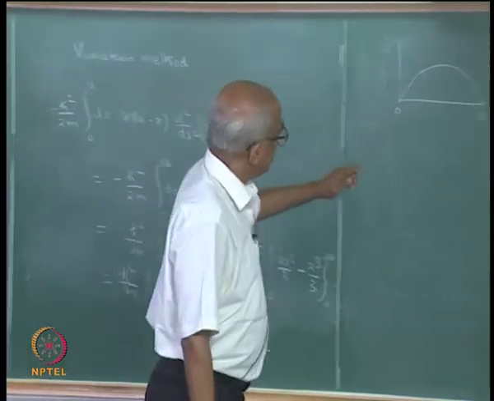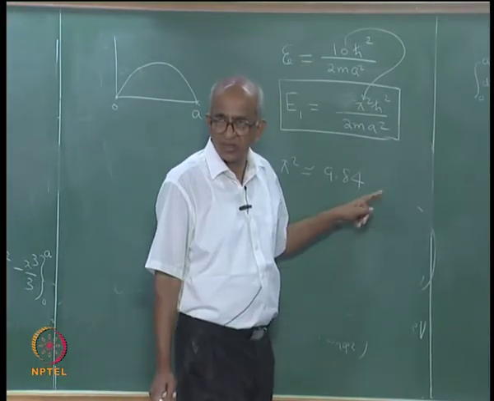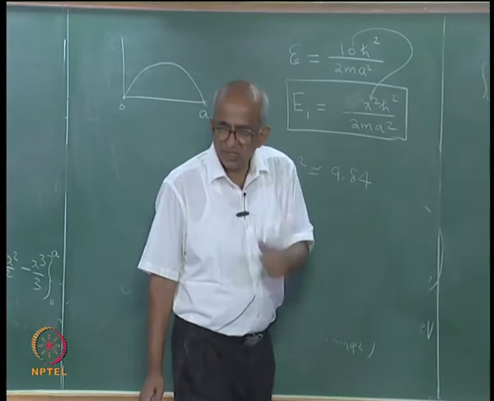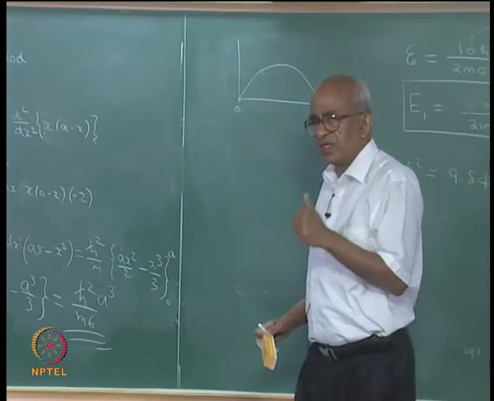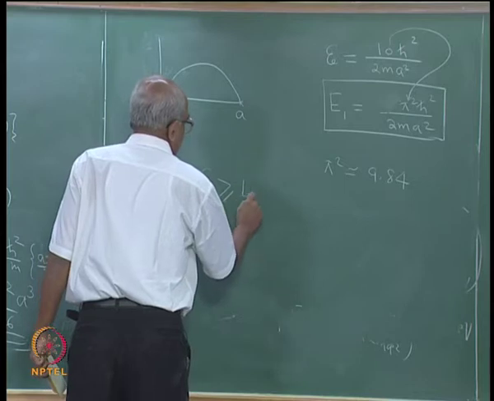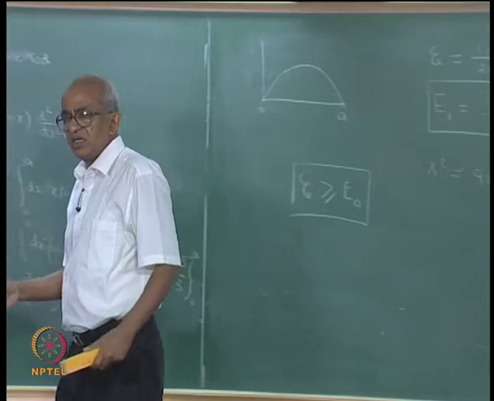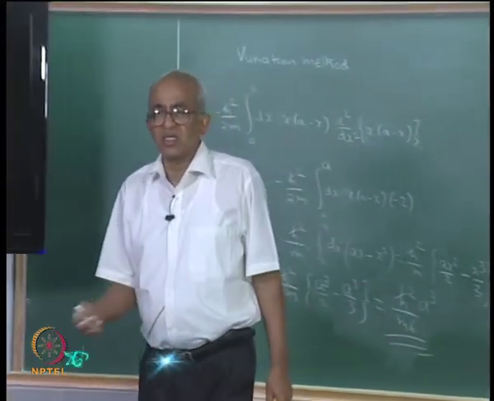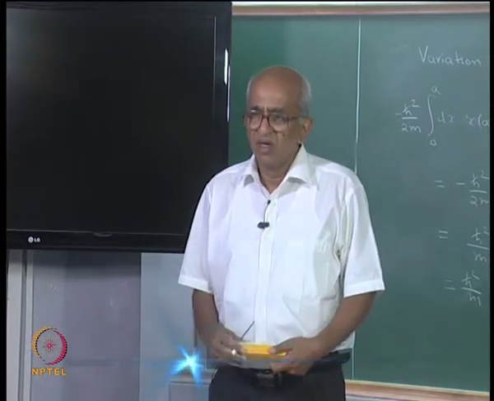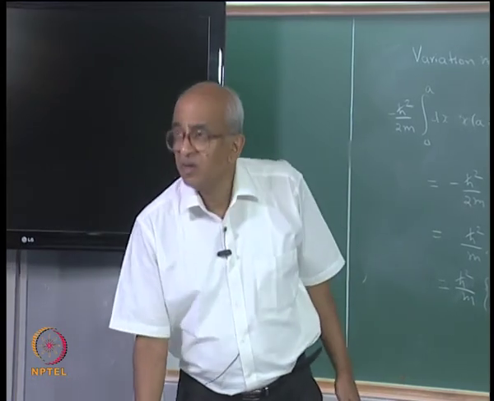And not only that, this energy that you obtain, it is 10, it is greater than the actual energy, which substantiates the variation theorem. So in my next lecture, I will prove the variation theorem, which says that script E is greater than or equal to the actual ground state energy. This is known as the variation theorem. I will prove that it has to be greater than or equal to the actual ground state energy, and then discuss some applications of the variation method. Okay, thank you.